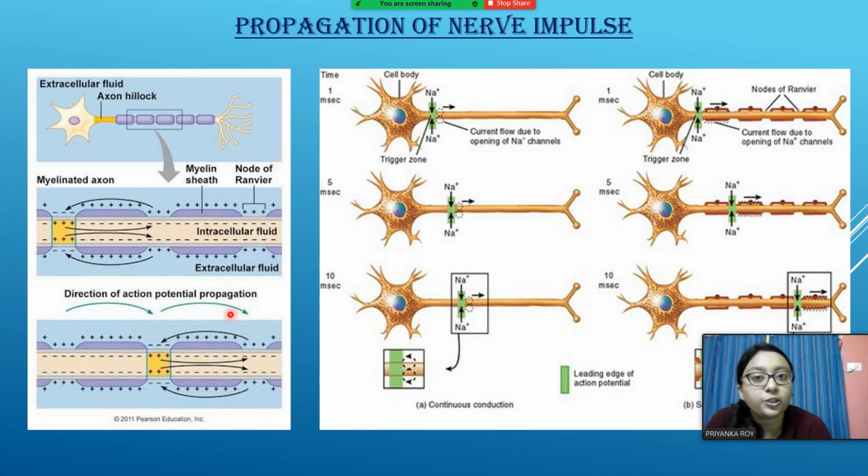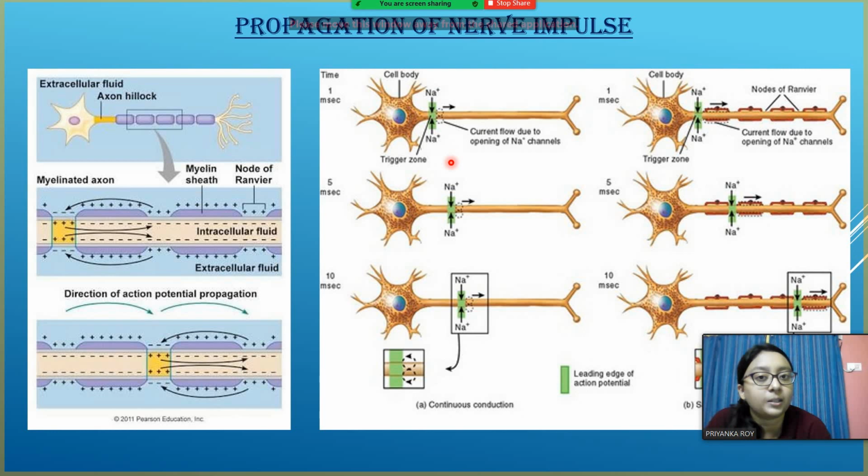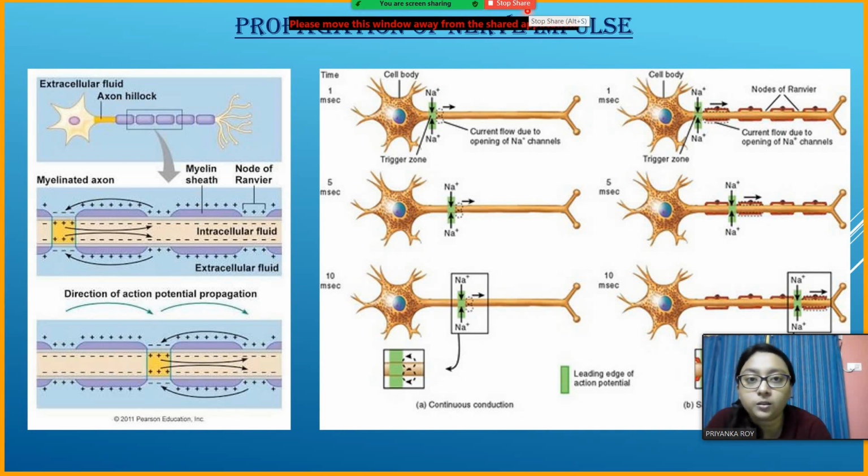Now, propagation of nerve impulse. So I have already discussed the resting membrane potential and the action potential, and what we would like to discuss now is how a nerve impulse is generated at the axon hillock and transmitted up to the axon terminal.